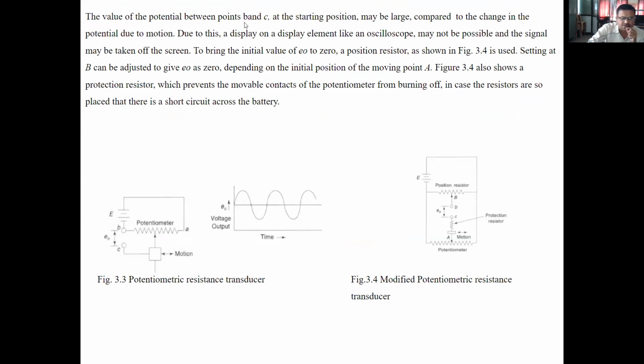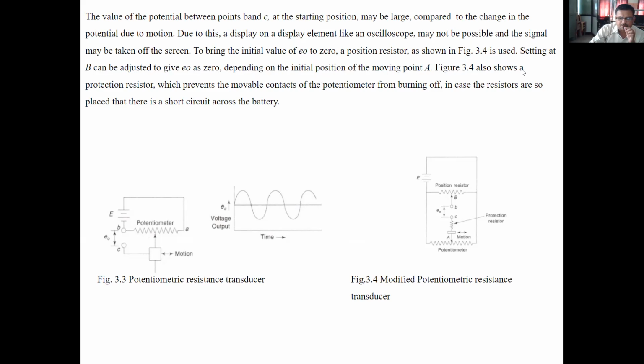Therefore, the value of the potential between the points B and C at the starting position may be large compared to the change in the potential due to motion. Due to this, a display on a display element like an oscilloscope may not be possible and the signal may be taken off the screen. To bring the initial value of E naught to 0, a position resistor as shown in figure 3.4 is used. Setting at B can be adjusted to give E naught at 0 depending on the initial position of the moving point A.